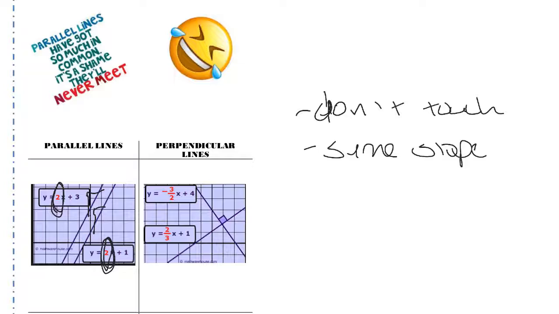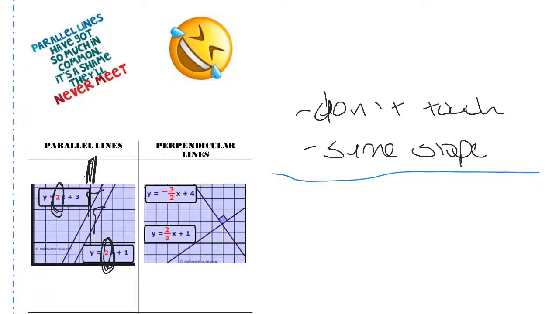And the last thing I want you to write down about parallel lines is that if you ever see the symbol for parallel lines, it almost looks like two L's, like this. So that means parallel. Perpendicular lines, however, are a little different. I'm going to do them in a different color here.